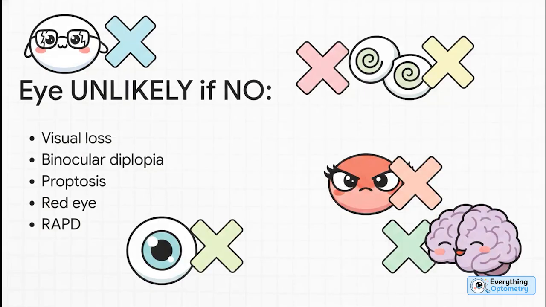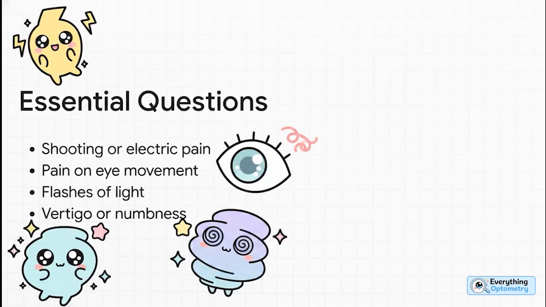Okay, here is a massive clinical pearl, especially if you're revising for your exams. If your patient has absolutely none of these symptoms, meaning no visual loss, no binocular double vision, no bulging of the eye, a completely white eye, and absolutely no relative afferent pupillary defect, or RAPD, well, the eye itself is highly unlikely to be the source of the pain. If all of these red flags are absent, you need to start looking at non-ocular causes like sinus disease or nerve issues. That means you have to ask the right questions.